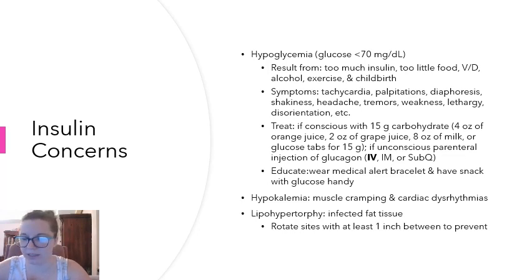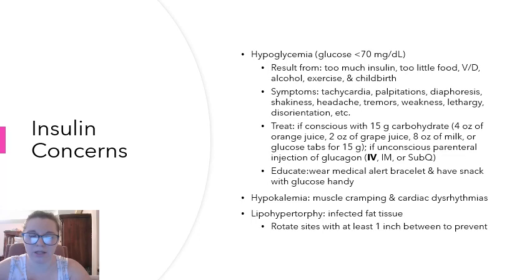Now, another concern for insulin is hypokalemia. As previously discussed, insulin pulls that potassium in as well, so we can actually give it to decrease their potassium levels. Now, if the potassium was normal and we have to give them a bunch of insulin, we might be concerned about hypokalemia. So we're looking for muscle cramping and cardiac dysrhythmias, of course.